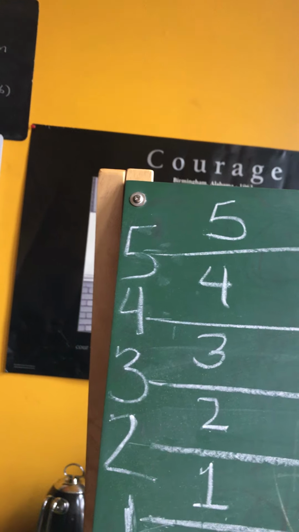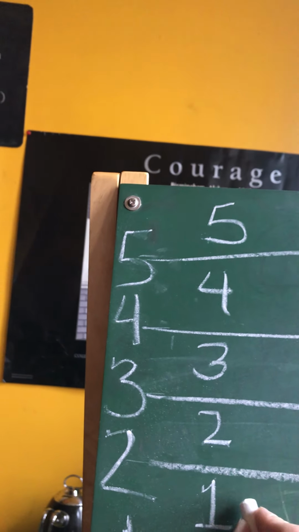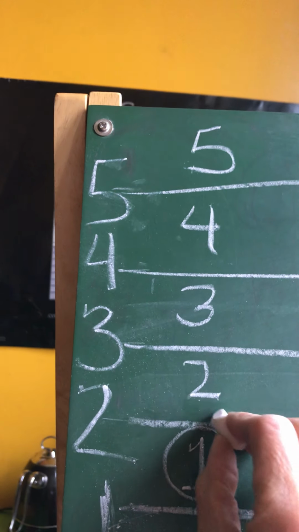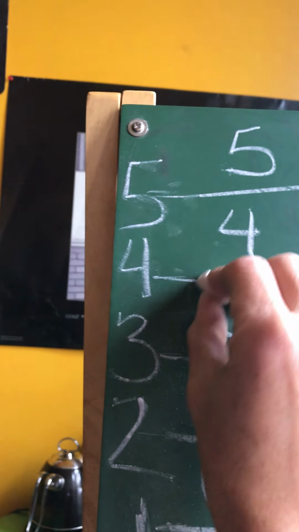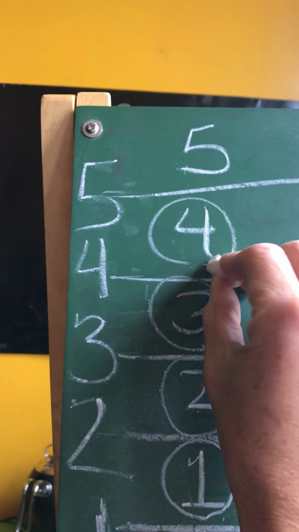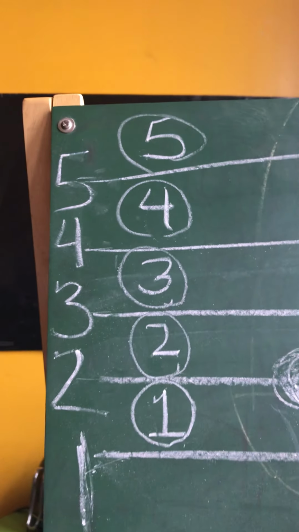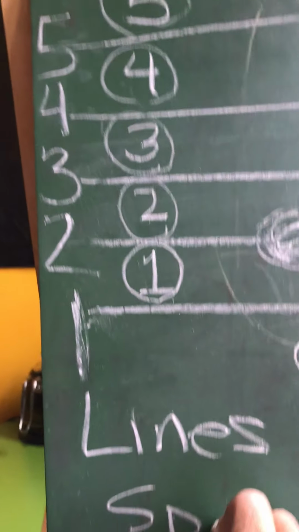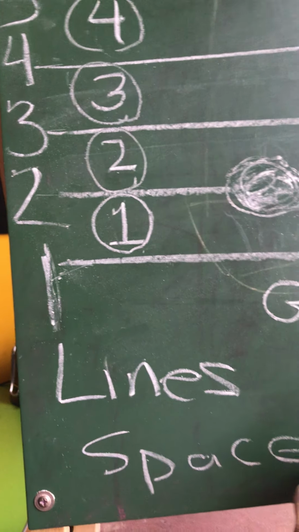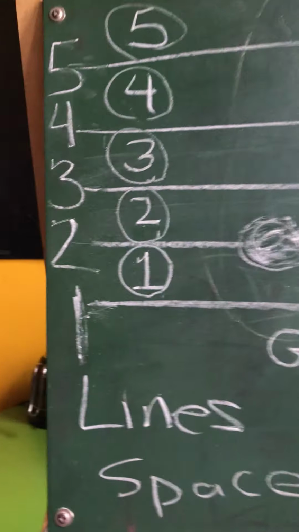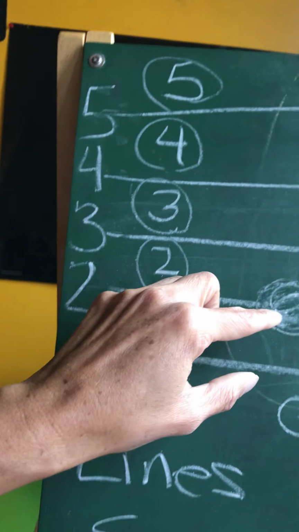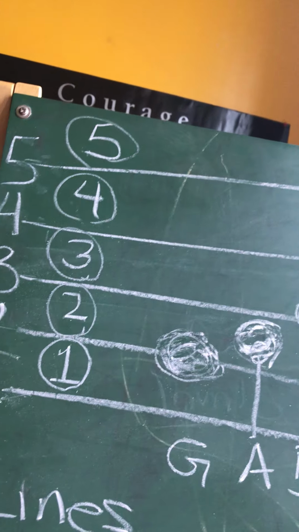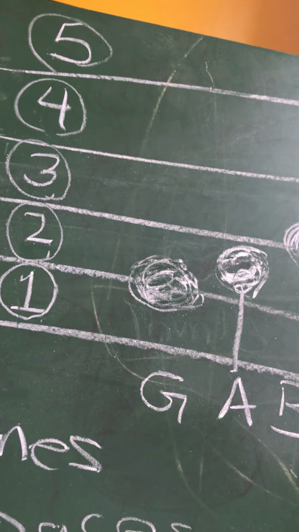These are the lines. And in between the lines are called spaces. So this is the first space, the second space, the third space, the fourth space, and the fifth space. You see that? So you have lines and you have spaces. And there are notes. Notes are the circles. There are notes that go below the first line, but we're not going to talk about those. Later on we will.